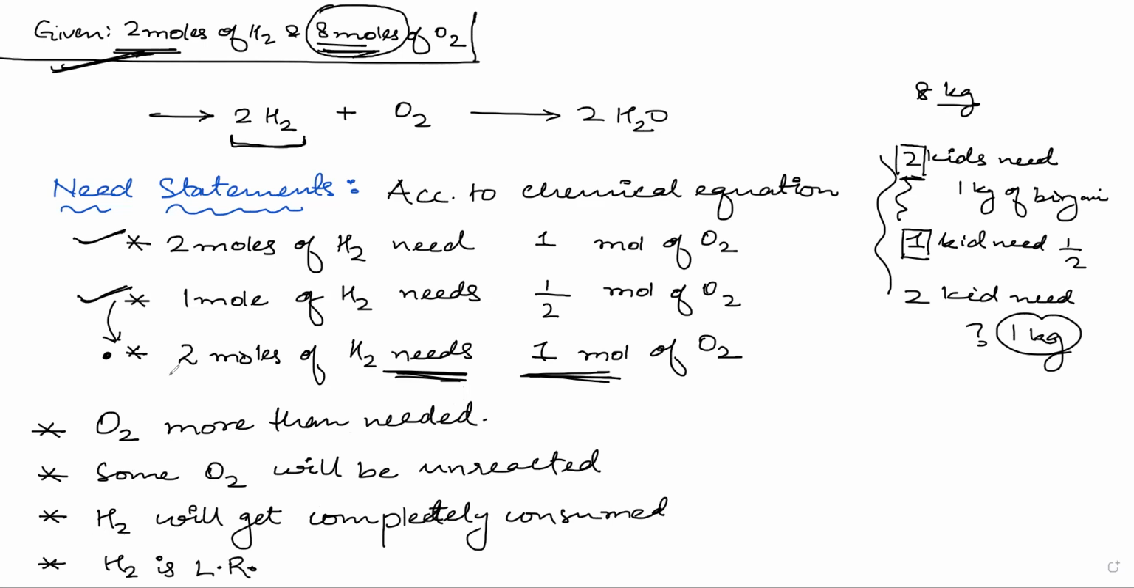Okay. So once we have written the need statement, it will let you know about the limiting reagent. After that, we will write the form statements. In form statements, again, it is according to the chemical equation.